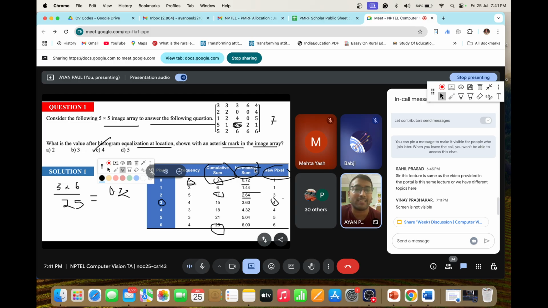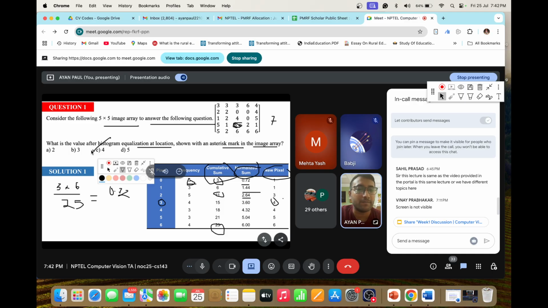So that is the normalized sum. And then the new pixel is very easy, that is rounding off the normalized sum you got. 0.72 is rounded off to 1, 1.44 again rounded off to 1, 2.64 rounded off to 3, 3.60 rounded off to 4. We need to find the new pixel value after histogram equalization for the third pixel, the asterisk mark. So the new pixel is 4, and 4 will be your answer.